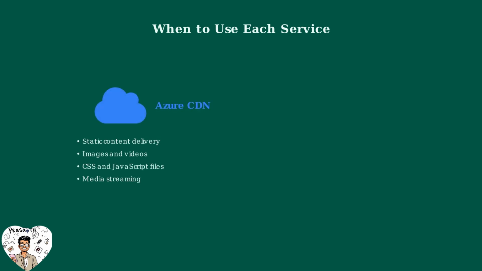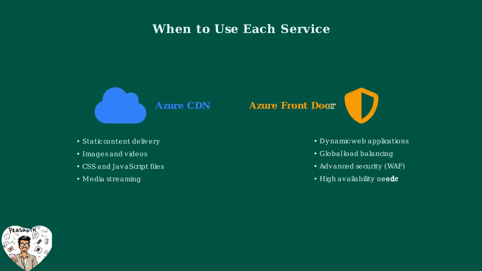So when should you choose each service? The decision depends on your specific needs and content type. Choose Azure CDN when you're primarily delivering static content like images, videos, CSS files, or JavaScript. It's perfect for websites, media streaming, and software downloads. Choose Azure Front Door when you need global load balancing, advanced traffic routing, and robust security for dynamic web applications. It's ideal for SaaS platforms, e-commerce sites, and applications requiring high availability.